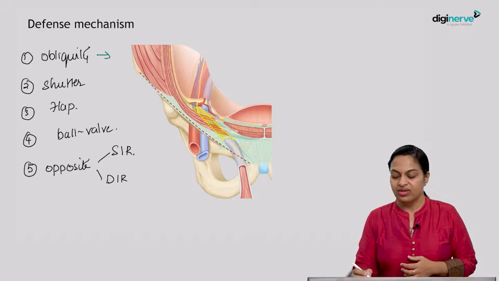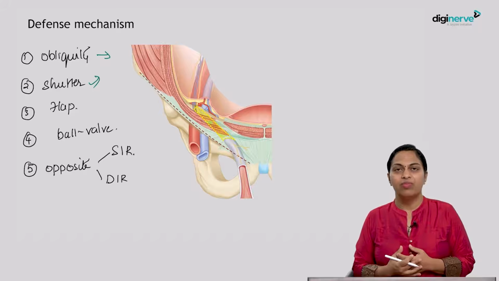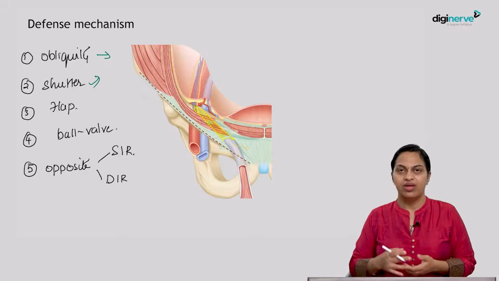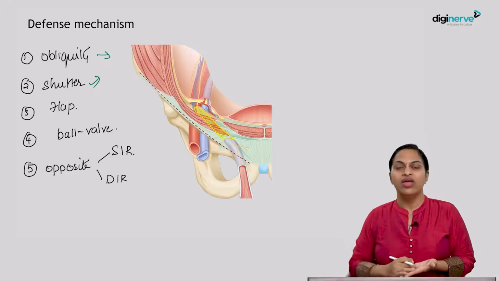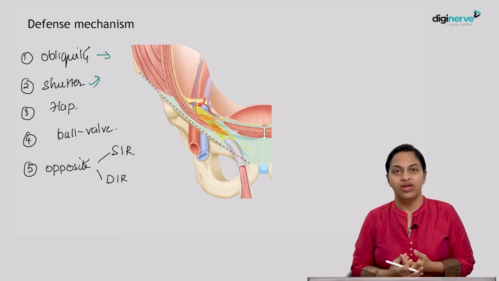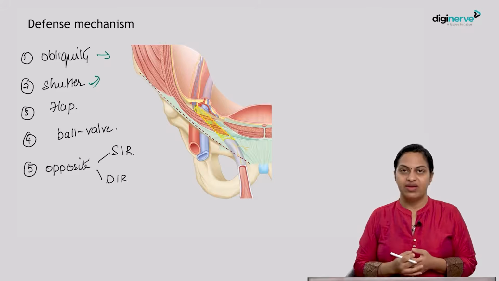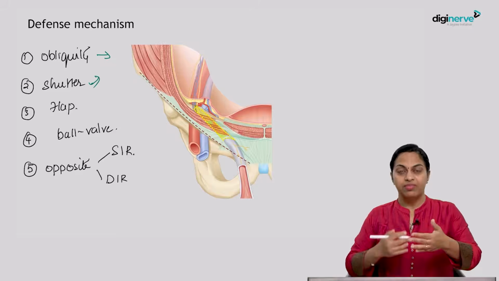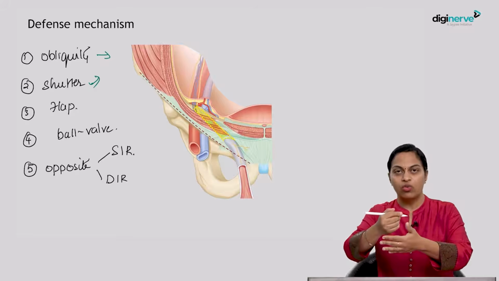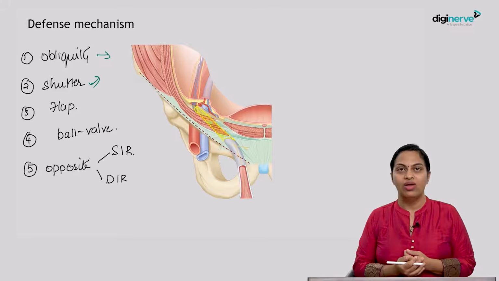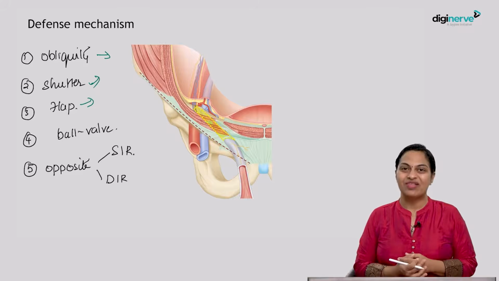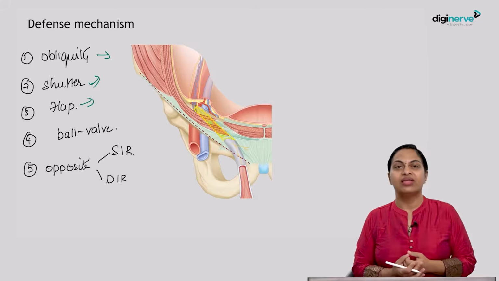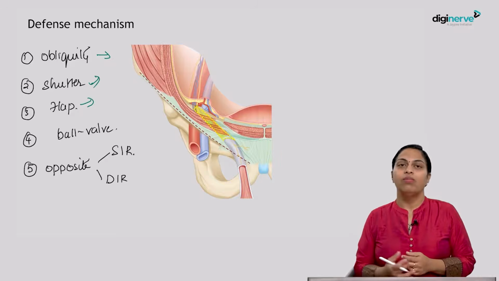Fine. And then, yes, when the intra-abdominal pressure increases, what can happen? The roof can come in contact with the floor. That will occlude the inguinal canal and the contents cannot herniate out. This is called the shutter valve mechanism. At the same time, the posterior wall can push forwards and come in contact with the anterior wall. This is called the flap valve mechanism. Remember the cremaster muscle, which lies between the external and internal spermatic fascia. It is an extension of the internal oblique muscle, right?